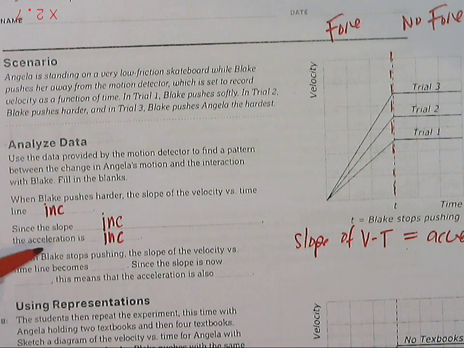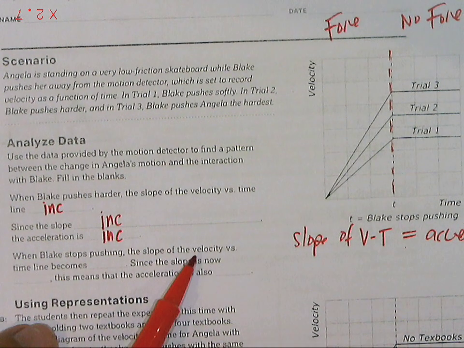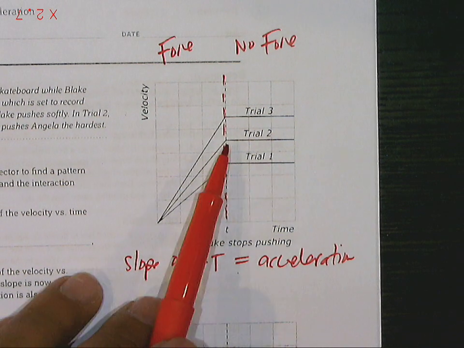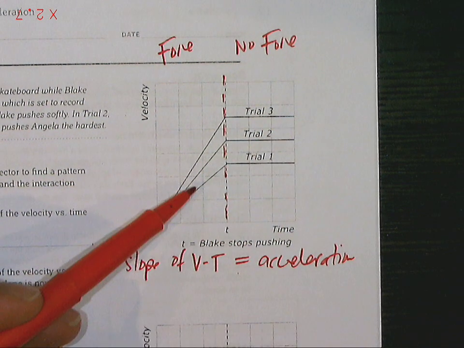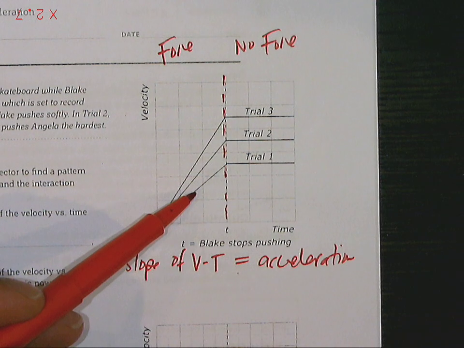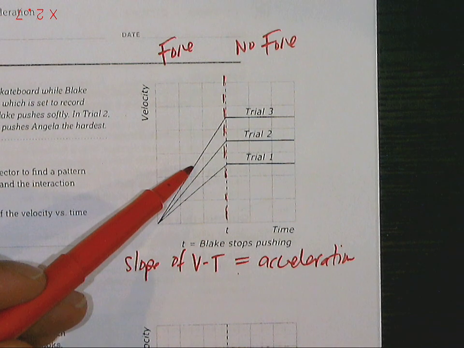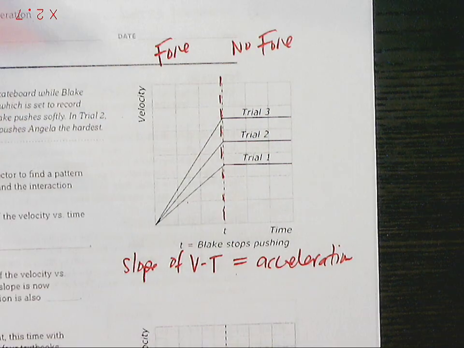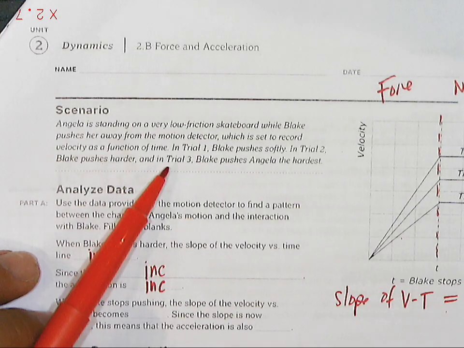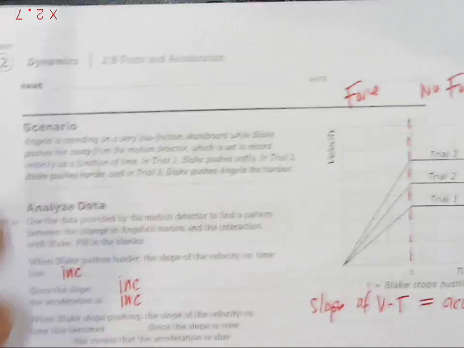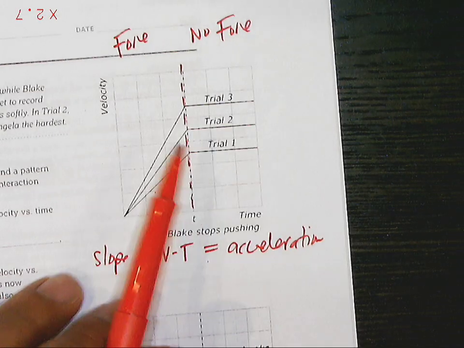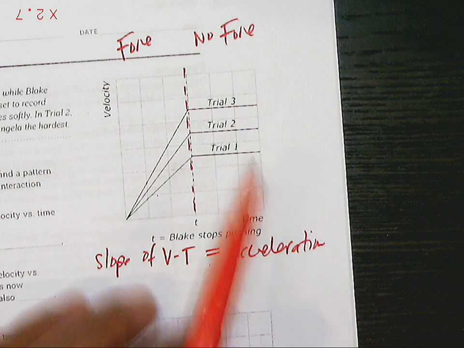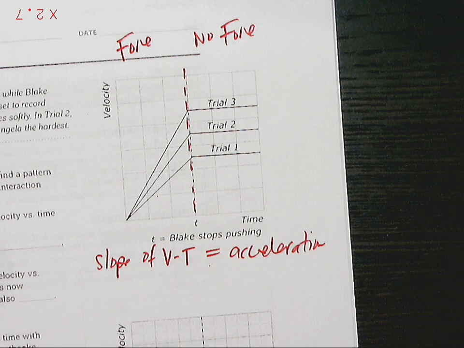And so when Blake stops pushing, after this moment T, the slope of the velocity versus time graph all has the same value. Here are different slopes: low force, greater force, the greatest force. Of course, we just learned on the page before, the greater your force, the higher your acceleration, if you have a constant mass, since Angela's the only thing on the skateboard. But as soon as that force goes away, all these cases have the same slope. The slope now becomes 0.